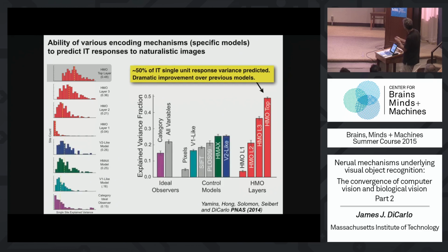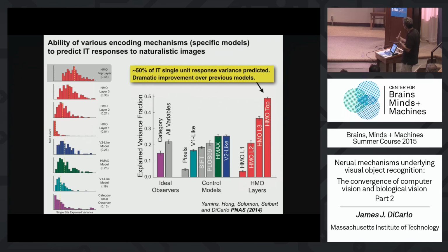If you take other models, these are some of the models I showed you earlier. They don't fit nearly as well. Here are their distributions, and here's their average, their median explained variance. And just to fix ideas, you might think, well, look, we built a model that's a good categorizer, so of course it fits IT neurons well because IT neurons are categorizers.